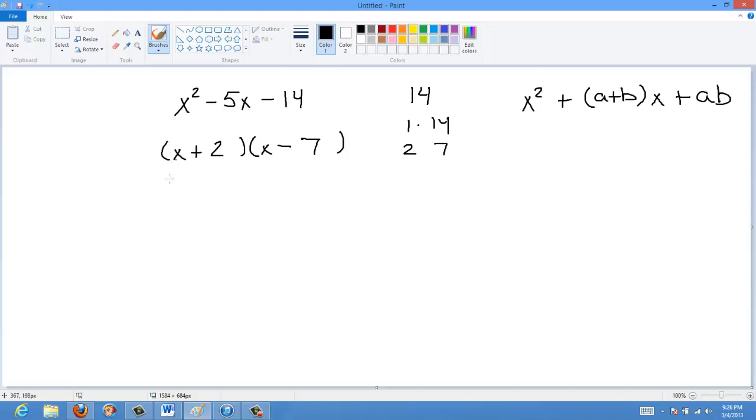Now, it also doesn't really matter if you wrote it in the other way, like this, x minus 7, x plus 2, because multiplication also has something called the associative property, which means that it doesn't matter in which order you associate the factors. So either one of these is correct.